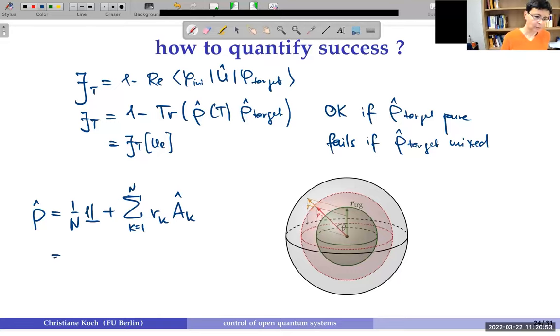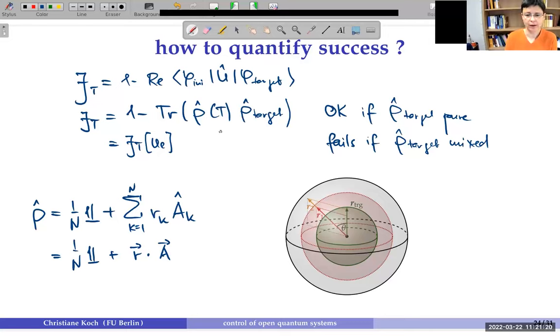And I can think of this as the identity and then a scalar product between the vector of expansion coefficients R and the vector of these traceless Hermitian operators A. And then this R really corresponds to the vector on the Bloch sphere.